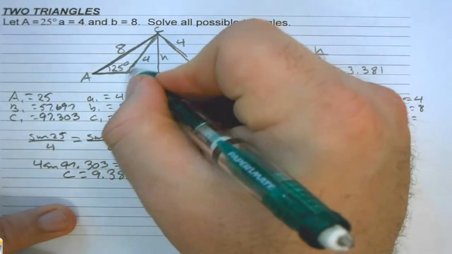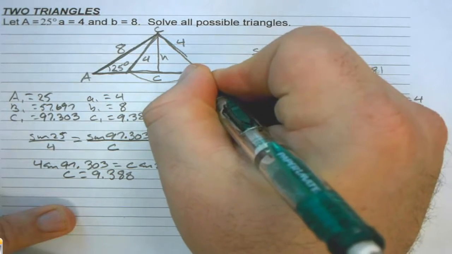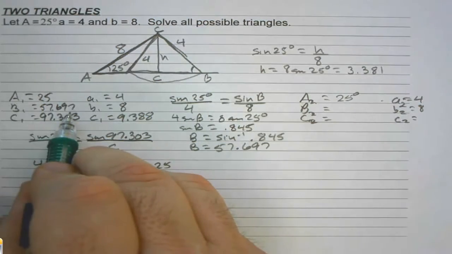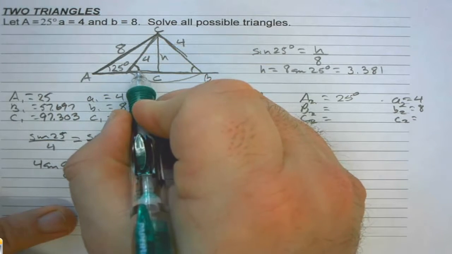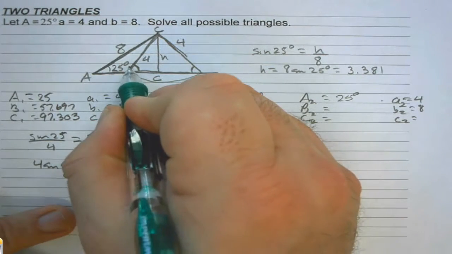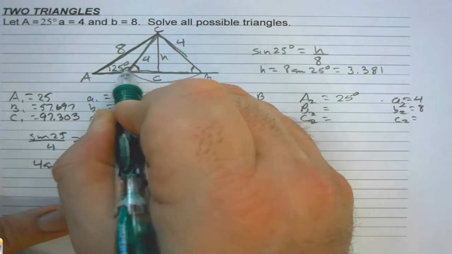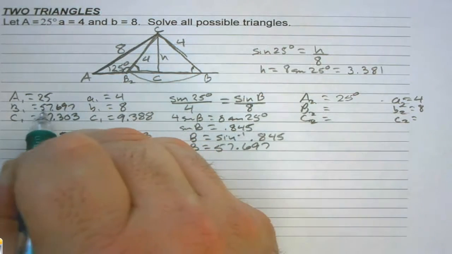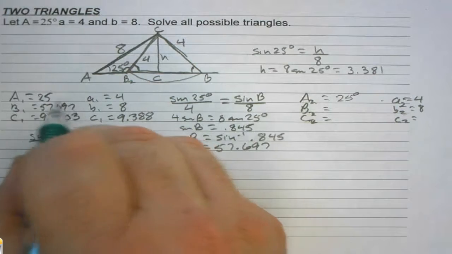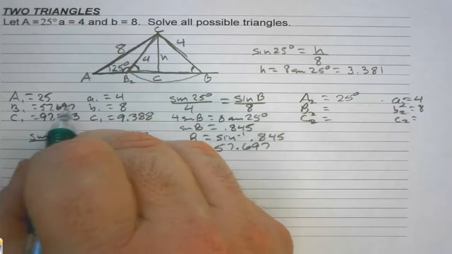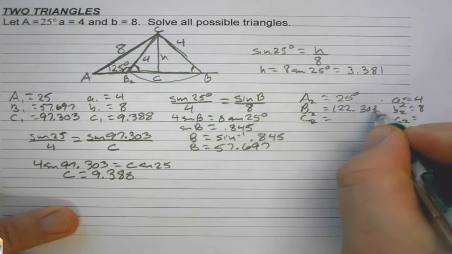Well, notice that we've created this isosceles triangle right here. So this angle, which is B, that's this one, 57.697, is the same as this angle right here. Well, the angle we want, B2, is sitting right there. So if these two are the same, this one is the supplement of this angle, so we just need the supplement of 57.697. And when we subtract this from 180, we get 122.303 degrees.